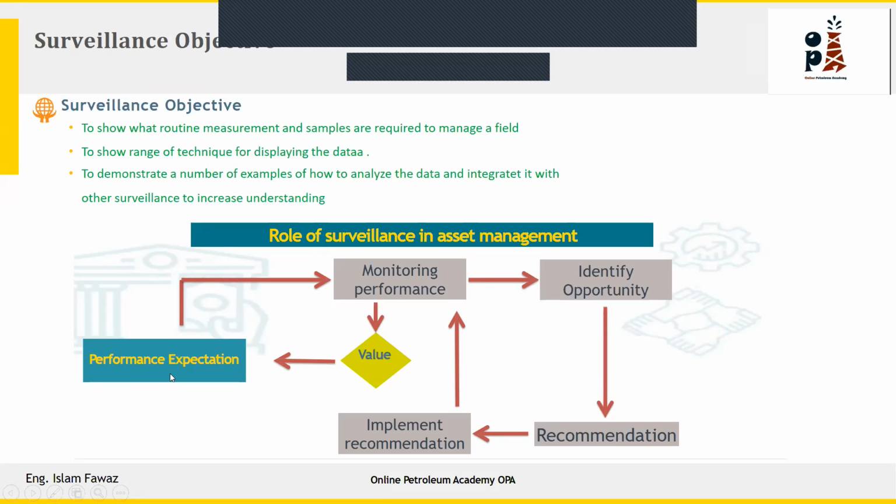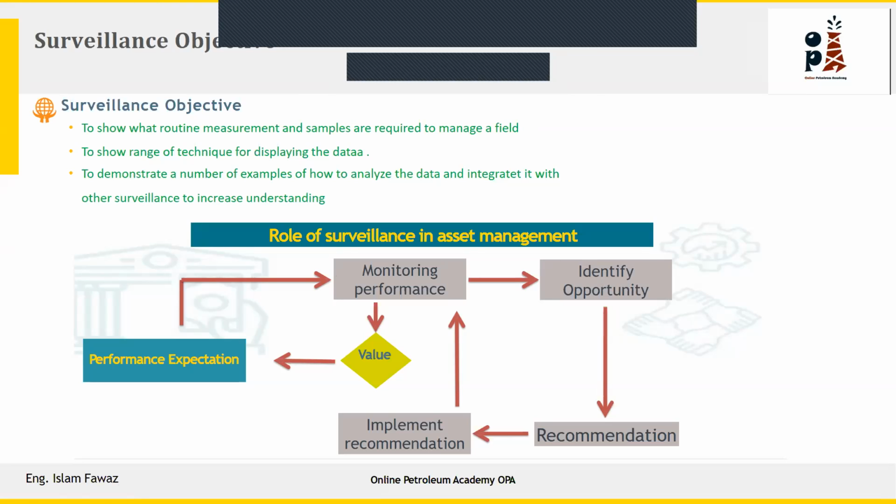Our asset team, like petrophysics, G&G, and integrity teams, sit together and set the surveillance or performance expectation based on the current state of knowledge, and set the uncertainty matrix within the appropriate parameters. So we will monitor parameters like hit data, water cut, pressure data, and fluid movement. After that, we identify the opportunity.